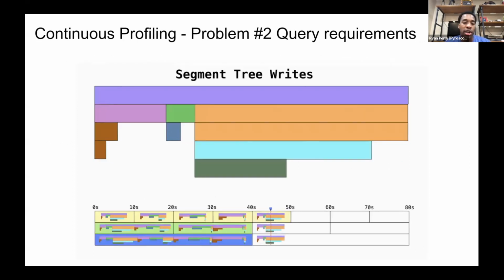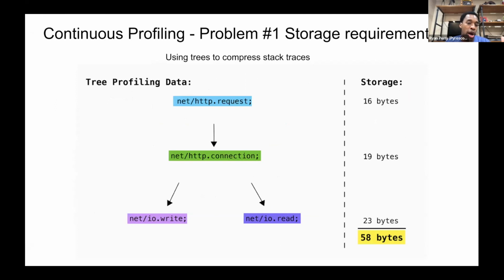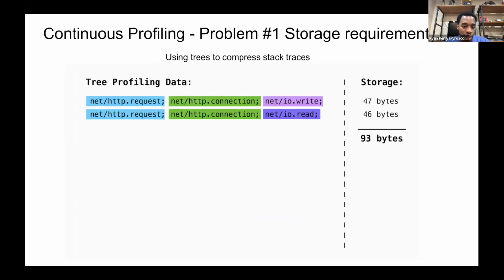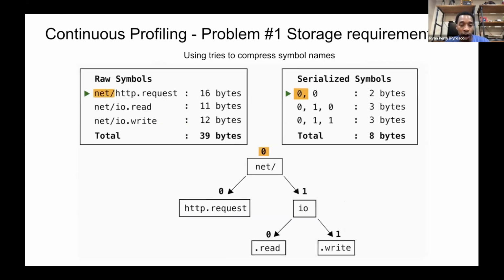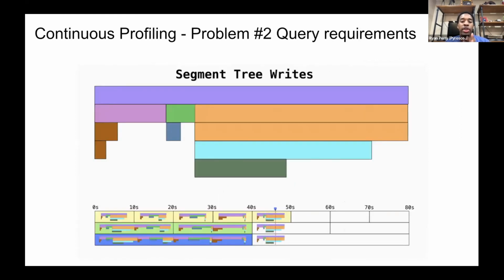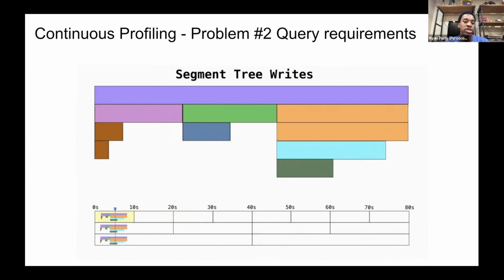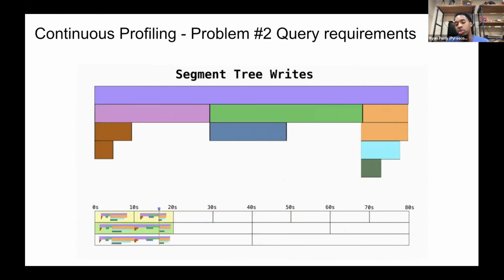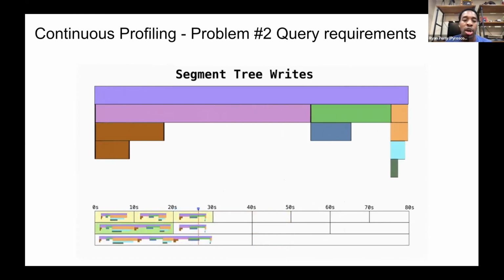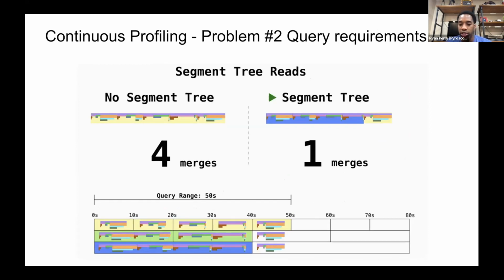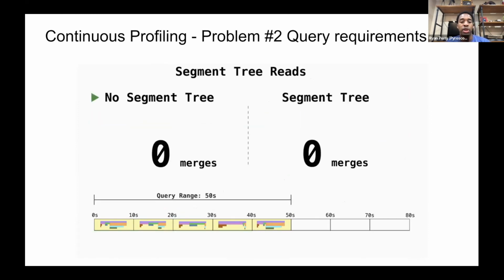To summarize, on one side you have the storage problem: by using trees and tries, you can compress all the data so that it's stored efficiently. And on the other side, you use segment trees to query the data both quickly and cost effectively, to be able to understand whatever query you might want to see.